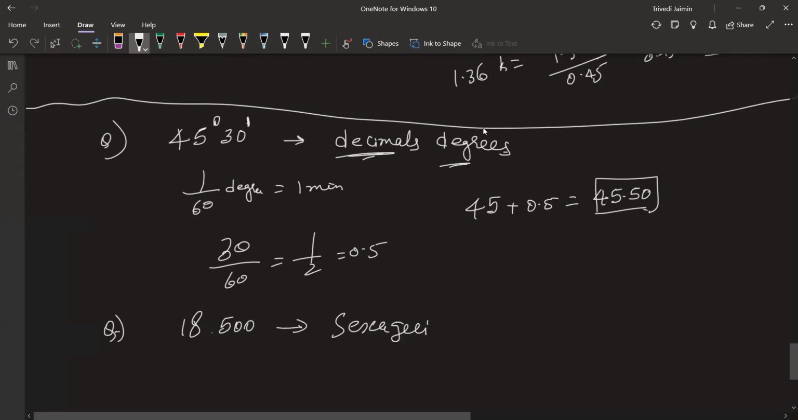Sir, that 500 degrees, right? That is in degrees. 18.500 degrees, right? Decimal degrees. Okay. Convert this into sexagesimal form or system. So what will we do here? Shadab? Sir, will the answer be 66,600 seconds? No, बच्चे नहीं, गलत है. Wrong.